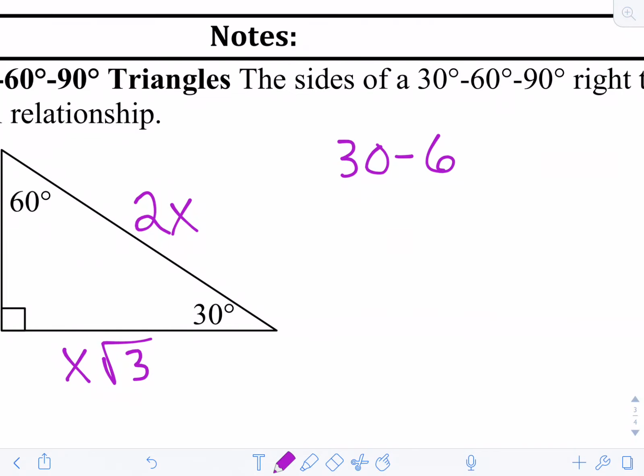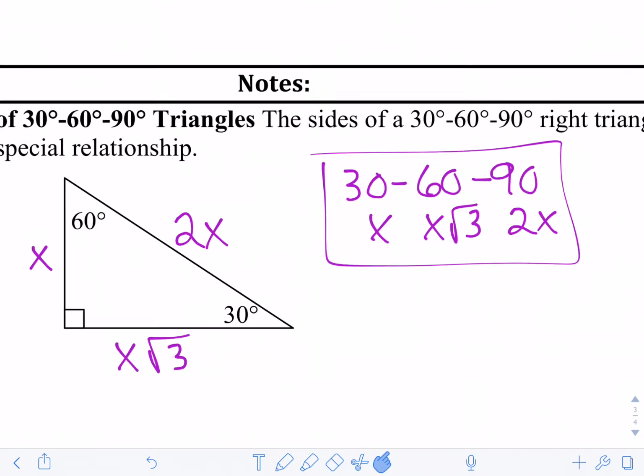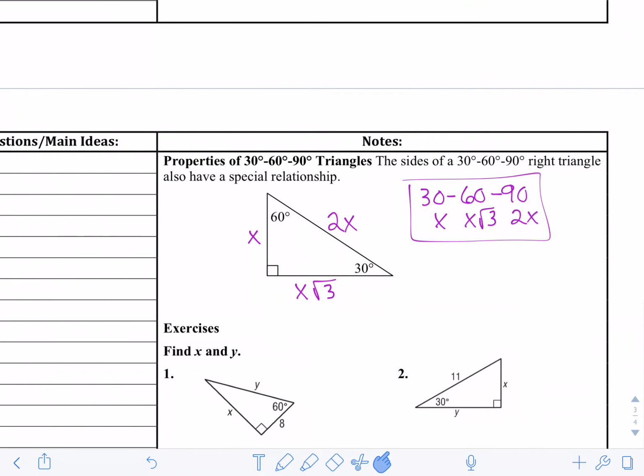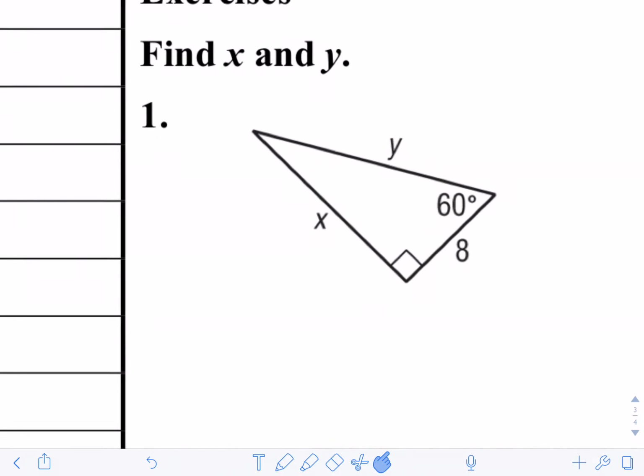30, 60, 90, x, x square root of 3, and 2x. Okay, you have to have this memorized for your tests, all the problems we're going to do, homeworks, etc. Makes it a lot easier. Okay, so we have 5 examples on this one, and then we are done with your notes.